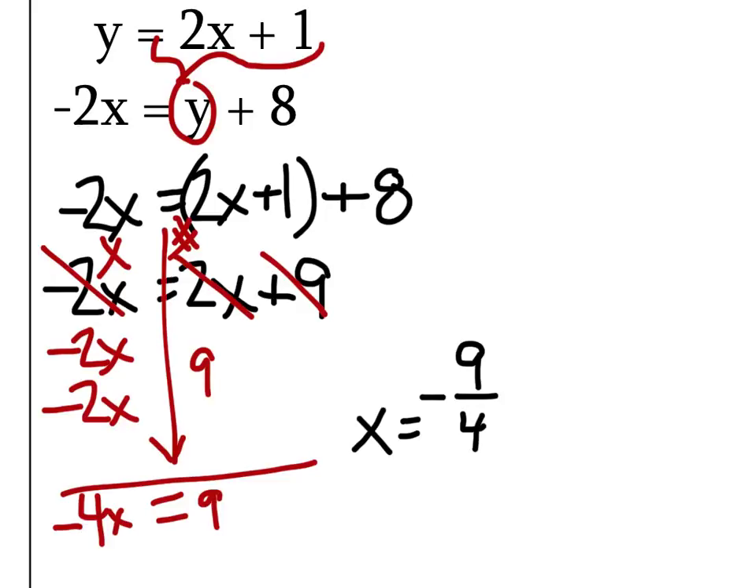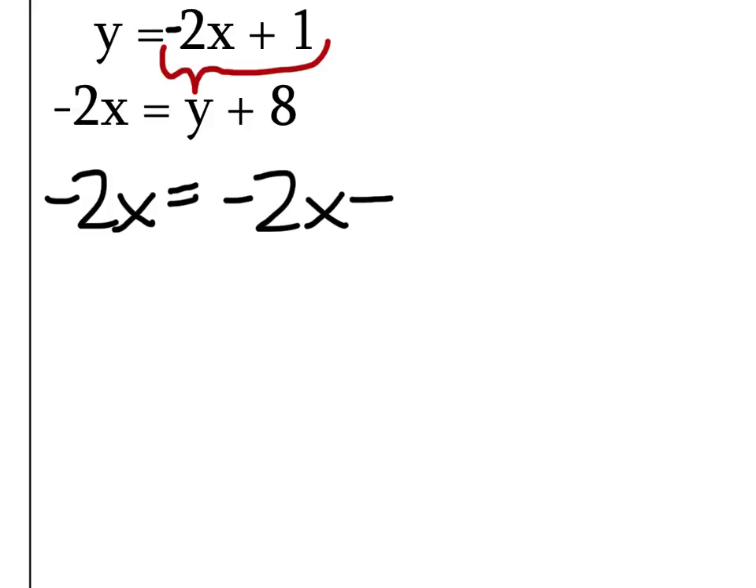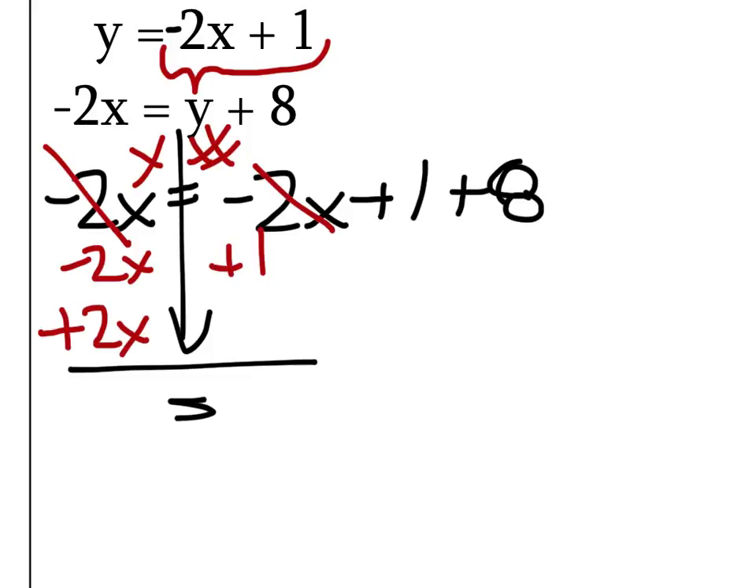So you guys can finish that other one, but let's make this a negative 2x. Is this one 0x plus 0y equals a whole number? But let's find out. Okay? So I'm going to replace the y again with all this expression, which gives me negative 2x equals negative 2x plus 1 plus 8. And so I can play the switch and stay game up in here. So I've got negative 2x, x is on the left, numbers on the right. Negative 2x becomes a positive 2x, plus 1 and plus 8.